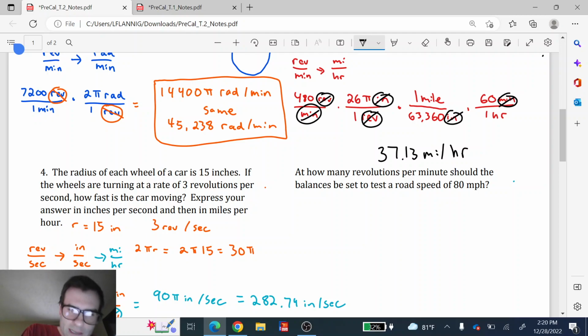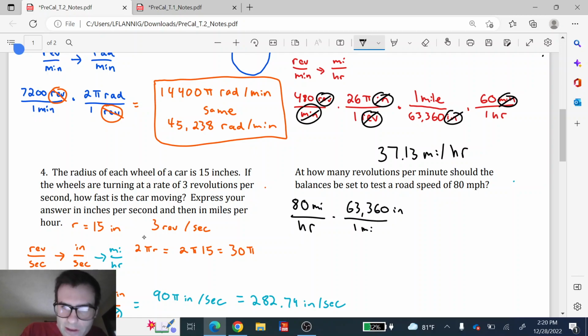And the way you can do that is we know we have 80 miles per hour, and we want to convert that into inches first. So we do 63,360 inches for every 1 mile that goes. Then that's going to nicely cancel out our miles for us.